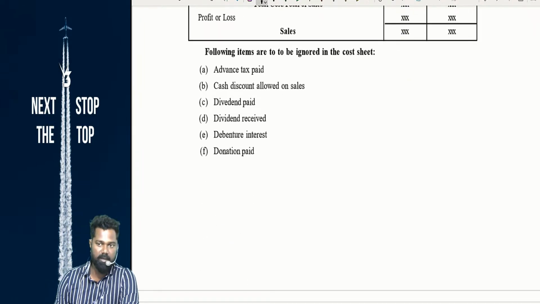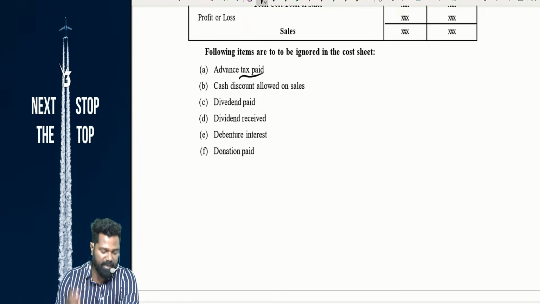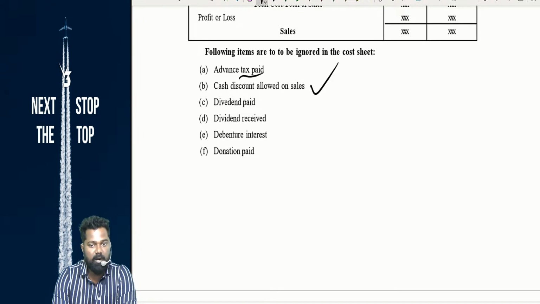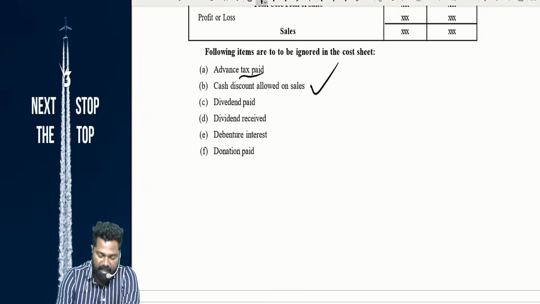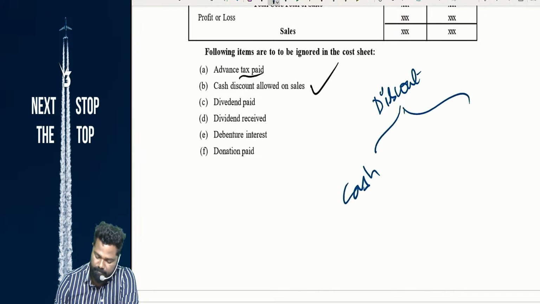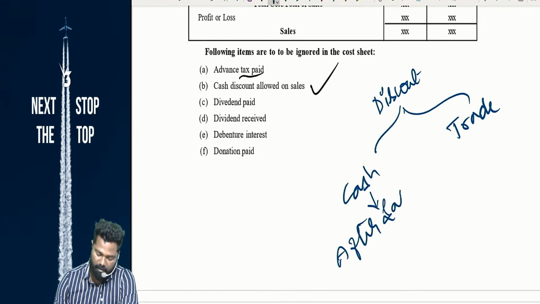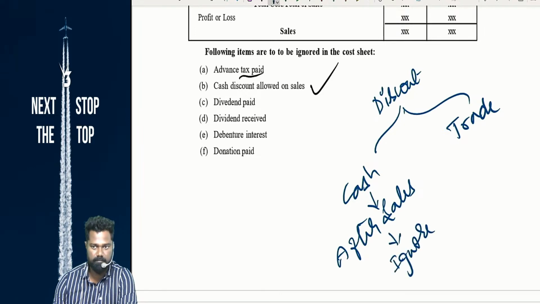Tell me what all the items to be ignored. Tax paid. Any advance tax paid. Tax paid and advance tax paid are to be excluded. I told you cash discount will not be coming. Discount, two types are there now. Tell me what are they? Cash discount, trade discount. Cash discount, will it come? This is after sale, right or not? So क्या है? What is the treatment? Clear? Trade discount, what is the treatment?